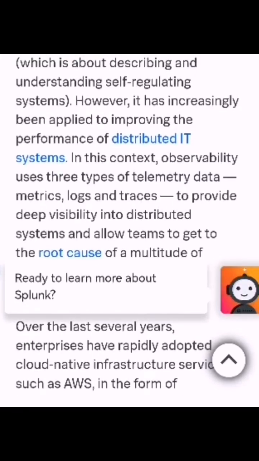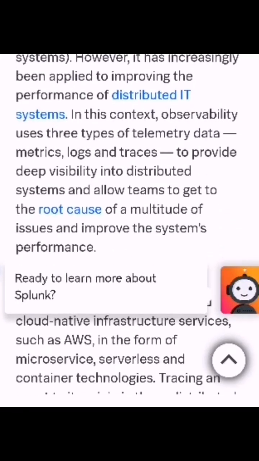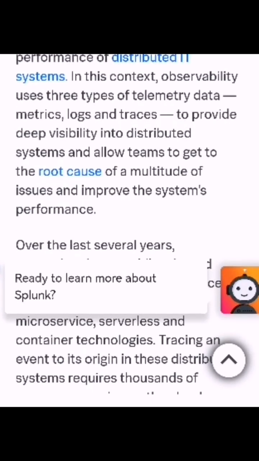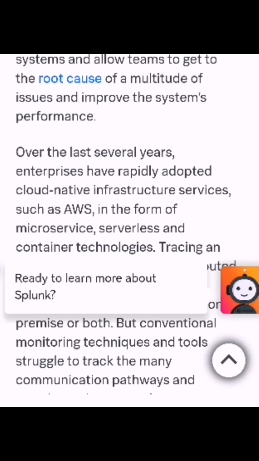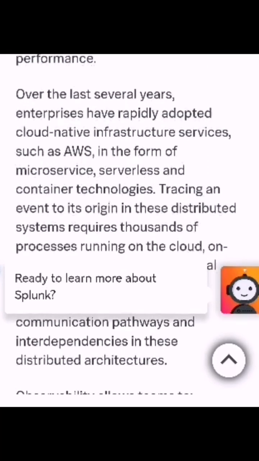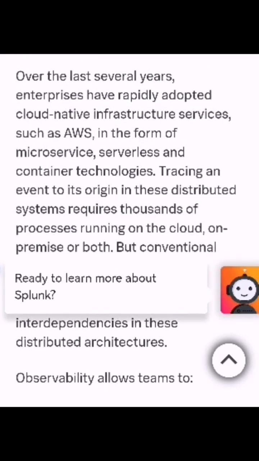In this context, observability uses three types of telemetry data, metrics, logs and traces, to provide deep visibility into distributed systems and allow teams to get to the root cause of a multitude of issues and improve the system's performance.